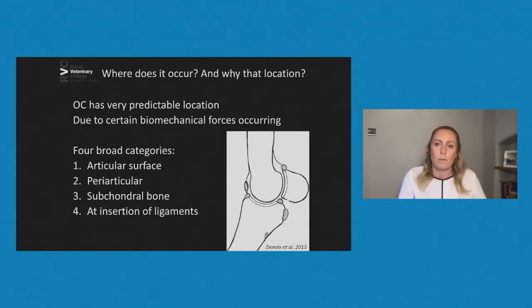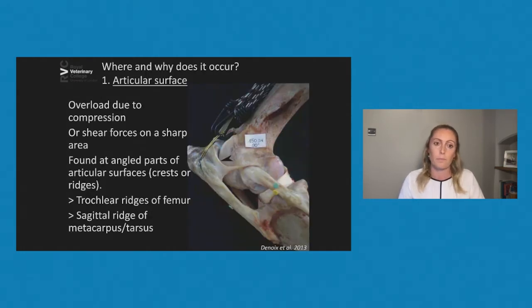So thinking about the site-specific areas, there are 4 broad anatomical areas that osteochondral lesions can arise, and these are due to the biomechanical differences in these areas. So these categories include the articular surface, the periarticular area, so around the joint margin, within the subchondral bone, which sits underneath the cartilage, or at the sites of ligaments inserting into bone.